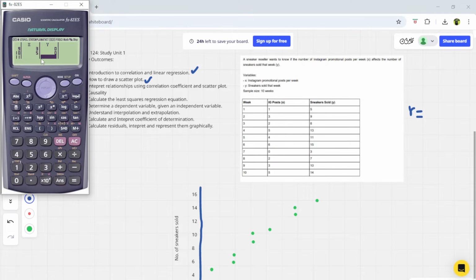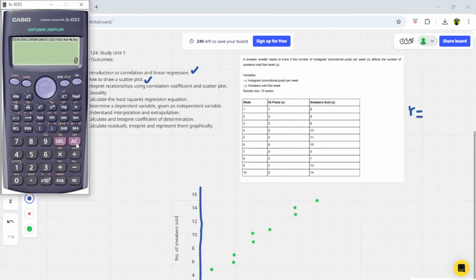You need to verify that the information is correct, because the calculator will give you a wrong answer if the information is not correct. And then you have to make sure that they correspond. 1 corresponds with 5, 3 corresponds with 9, 2 corresponds with 6, and so on. 13, 11, 15, 3, 7, 10, and 14. As you can see, the last one is 5 and 14. They do correspond. After this, you tell the calculator I'm done by pressing AC.